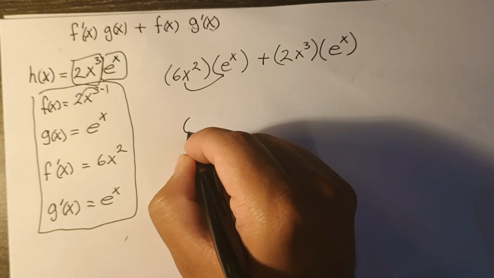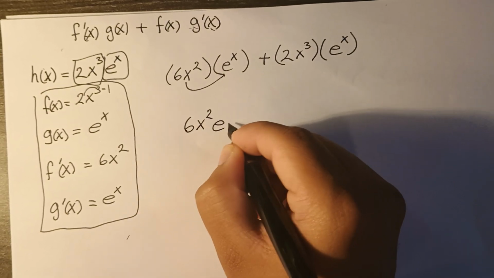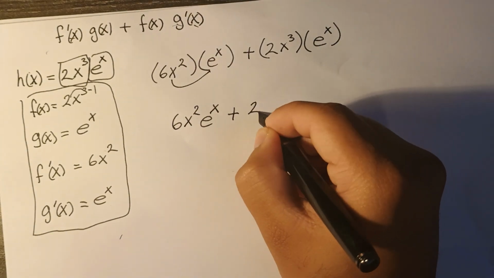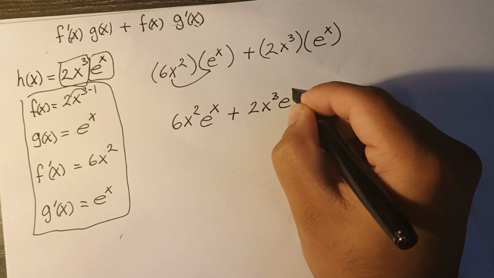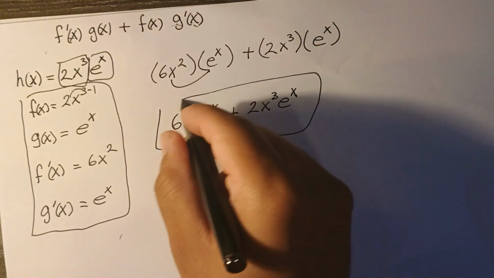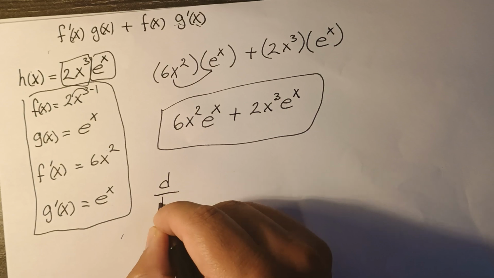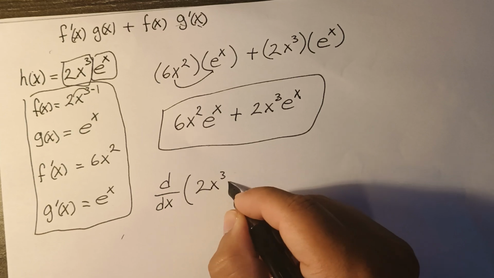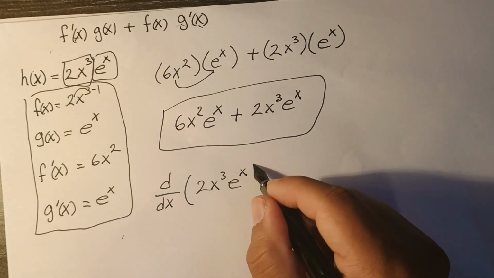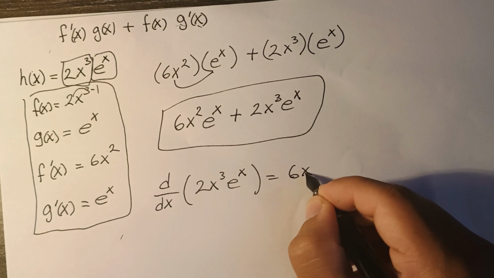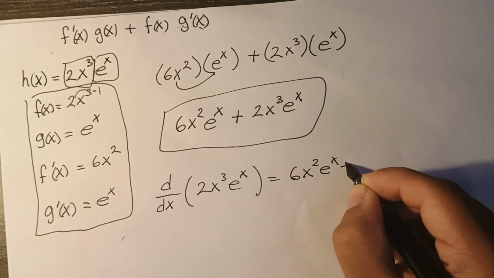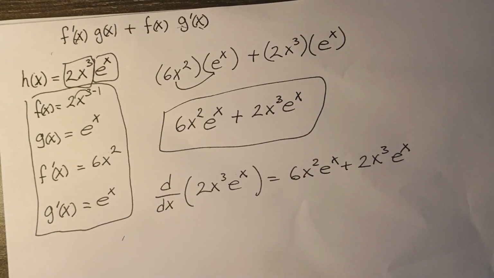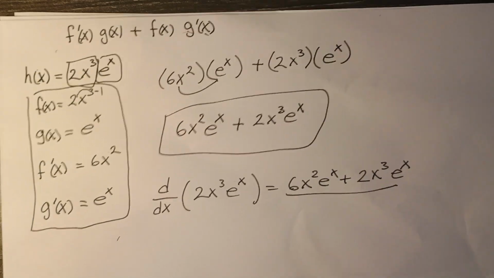So this would be, this is your answer. So the derivative of this, 2x cubed e to the x, is equal to 6x squared e to the x plus 2x cubed e to the x. That's the answer. So that's the product rule.